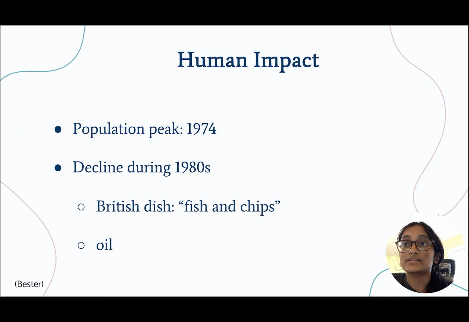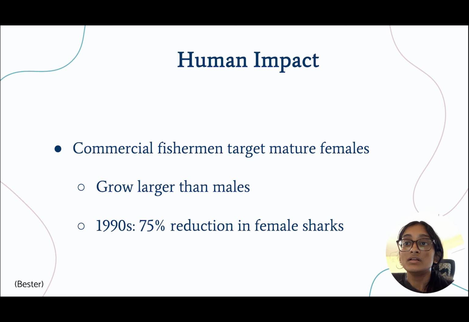Now, human impact has played a big role in the development of the spiny dogfish. Their population first peaked in 1974 and declined in the 1980s. Now, this decline is due to the human use of Carolina dogfish for food in the European industry. For example, the spiny dogfish are used to make fish and chips, and they're also used for oil. Now, commercial fishermen have been targeting mature females because they grow larger than males.